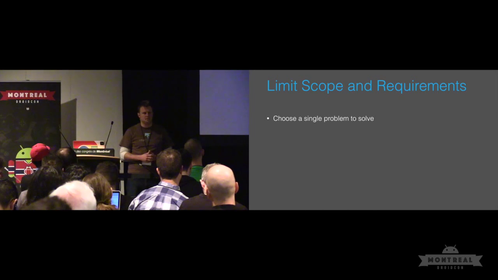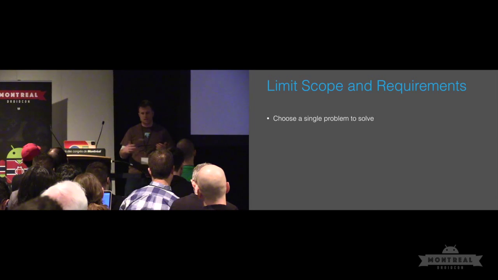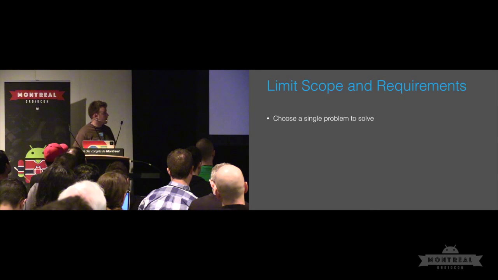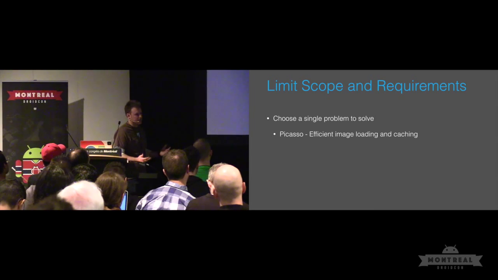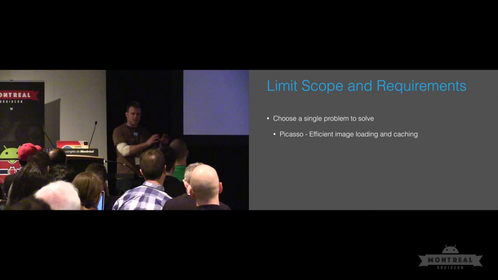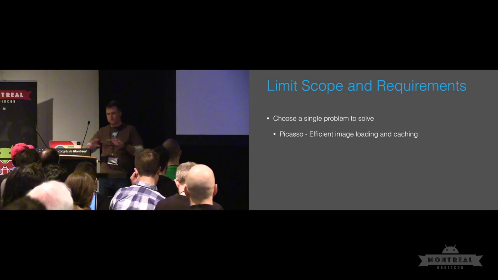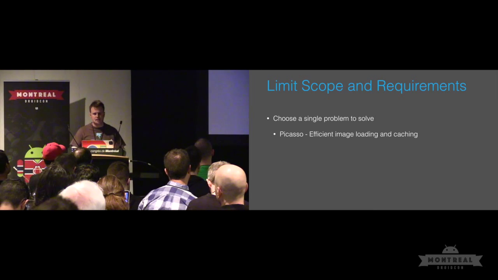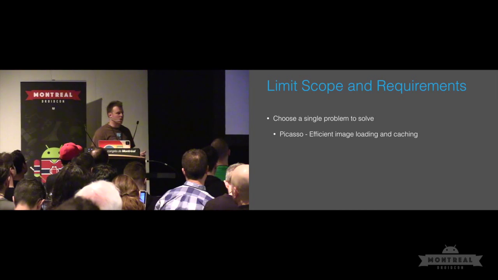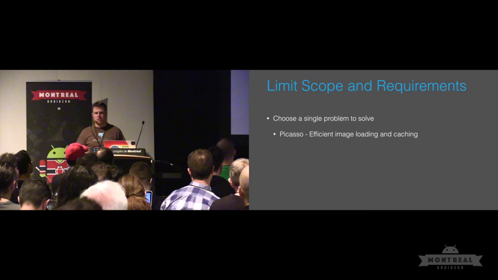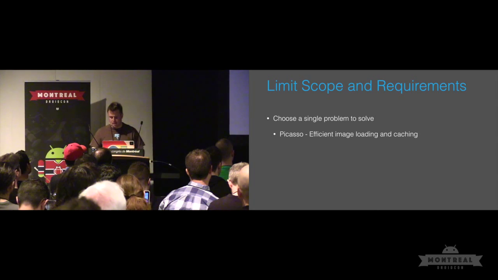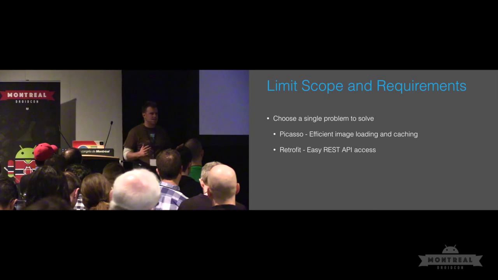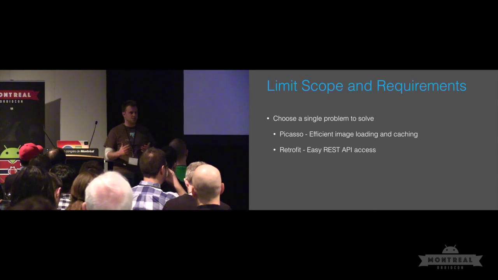They can oftentimes seem very complex, but you have to remember where these things started. So Picasso, for instance, is an efficient image loading and caching library, right? That's the one thing it does. It doesn't do everything else. It has some other features like transformations and that kind of stuff, but at its core, it's about efficient image loading and caching. Retrofit, another one, is easy REST API access. That's what it exists to do, right?